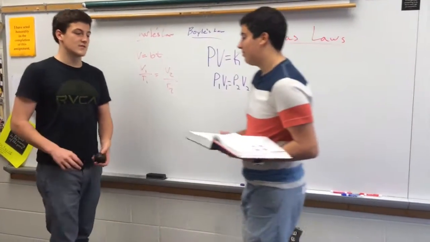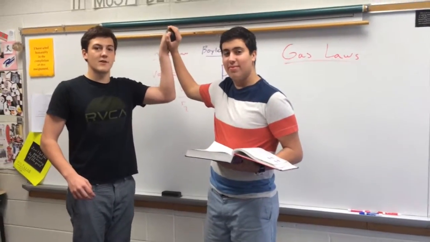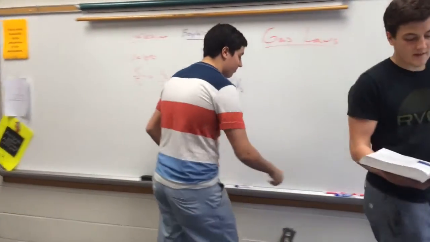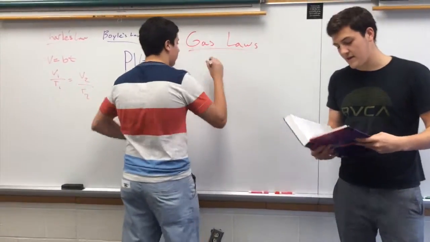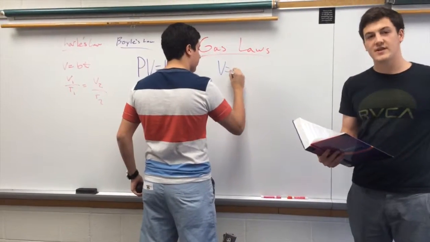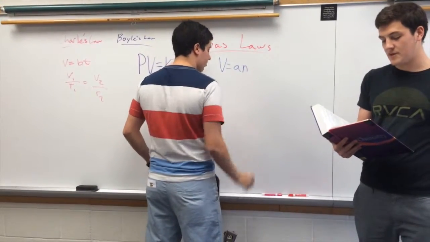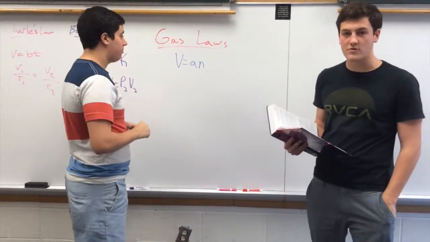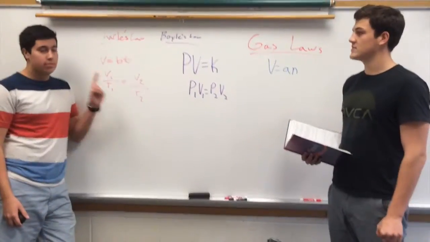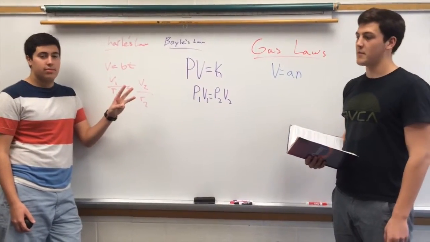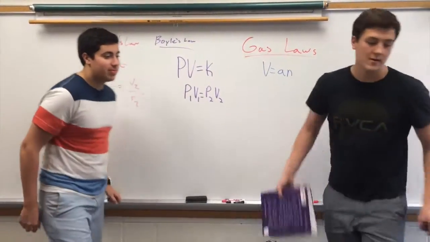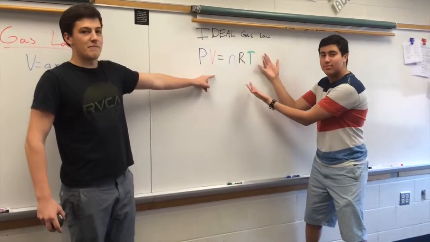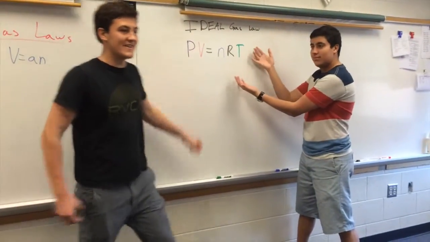Next of these laws is Avogadro's law. In Avogadro's law, the equation V equals AN is true. This equation states that for a gas at a constant temperature and pressure, the volume is directly proportional to the number of moles in the gas. These 3 laws describe ideal gases, but if you combine them, you get the ideal gas law of PV equals nRT.